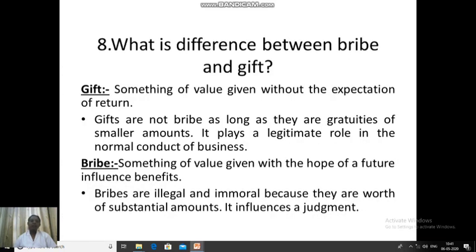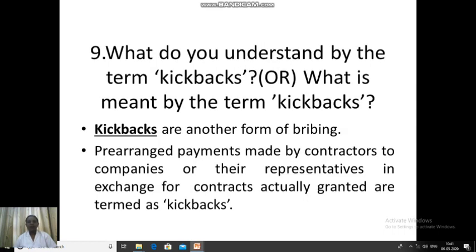Eighth question is, what is the difference between bribe and gift? Gift, something of value given without the expectation of return. Gifts are not bribe as long as they are gratuities of smaller amount. It plays a legitimate role in the normal conduct of business. Bribe, something of value given with the hope of a future influence benefits. Bribes are illegal and immoral because they are worth substantial amounts. It influences a judgment.